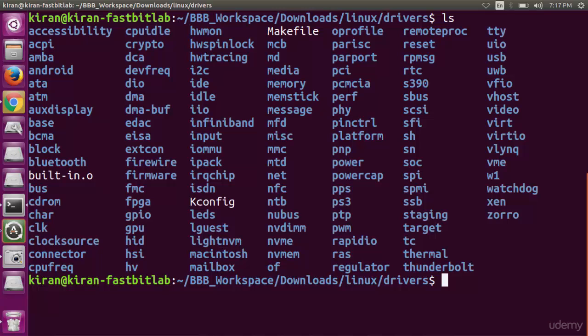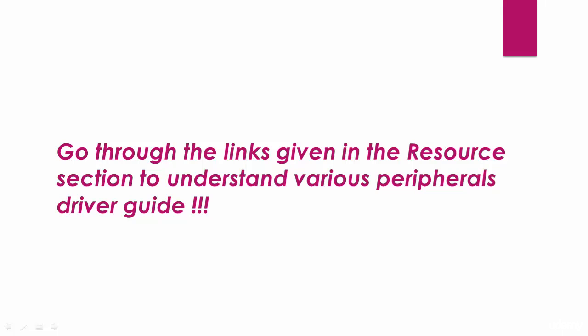Now in the resource section, I have given a couple of links to Texas Instruments and Wikipedia articles. Those articles guide you further in understanding various peripheral driver architectures. So go through them and let me know if you need any help. I'll see you in the next lecture.